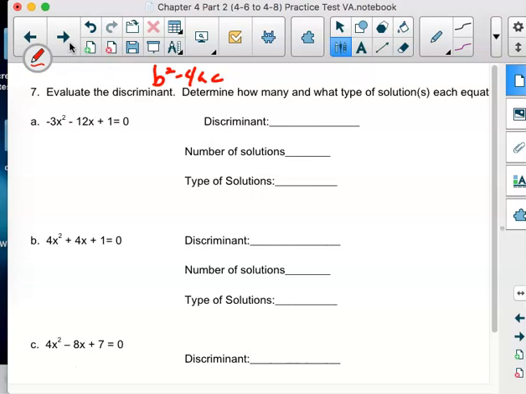Okay, well, is A ready to go? And why do I say that? Because it has to have a 0 on one side. Remember, this is part of the quadratic formula, so it has to have a 0. So this one's good? All right. A is negative 3, B is negative 12, and C is 1. And we just need B squared minus 4AC. So what's B squared?